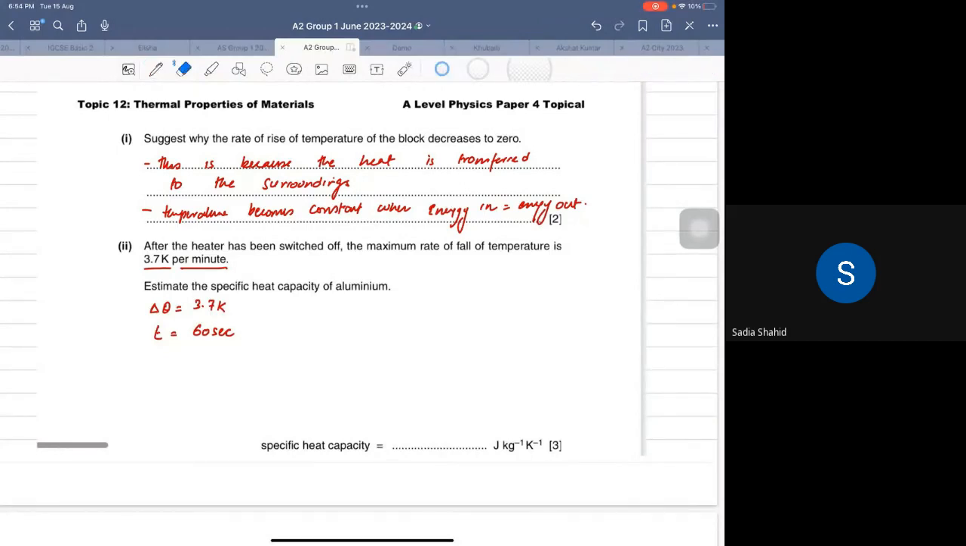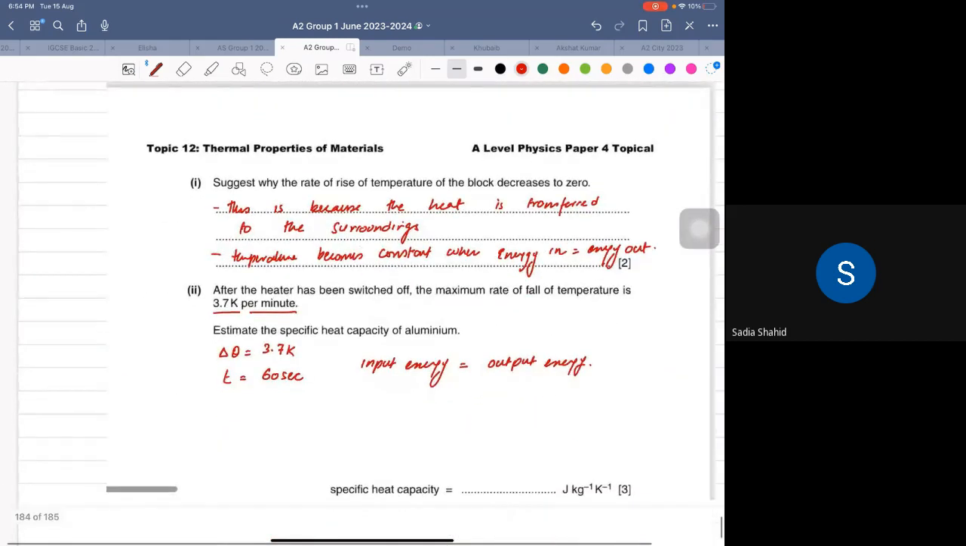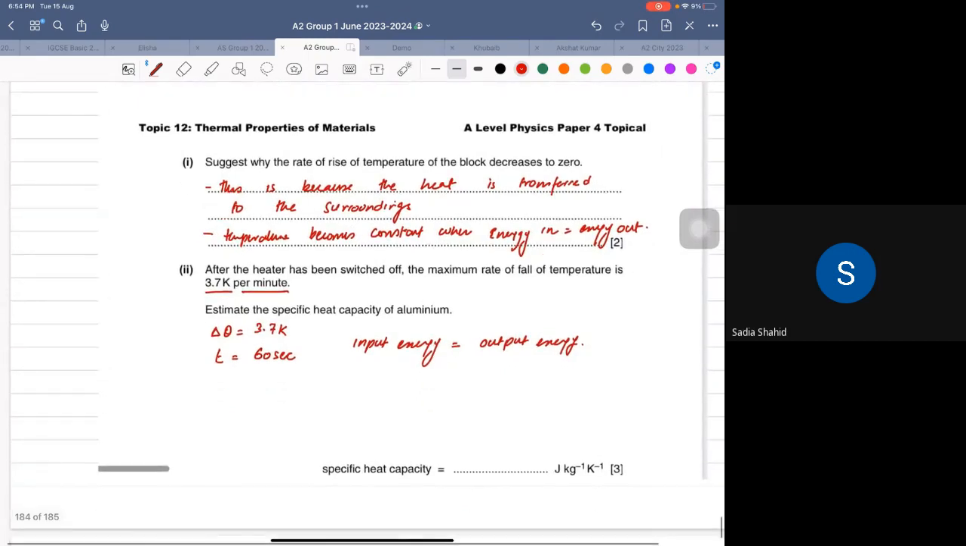So when the temperature was constant, we've already written here that the input energy was equal to the output energy. So the input energy was coming from the power of the heater, which was, I think, given somewhere, which is 54. So what I'm going to do is write it as power was 54. I want energy, so I'm going to multiply 60 seconds along with it because I want to find the energy. Is it clear? So I've done power into time if you do not understand this. Is it clear?